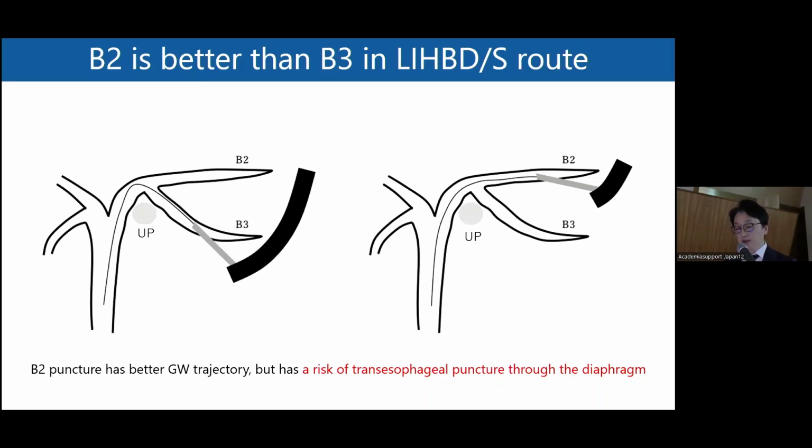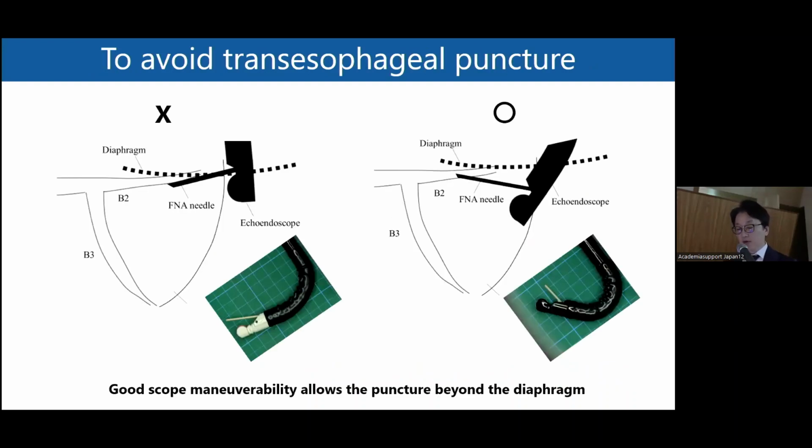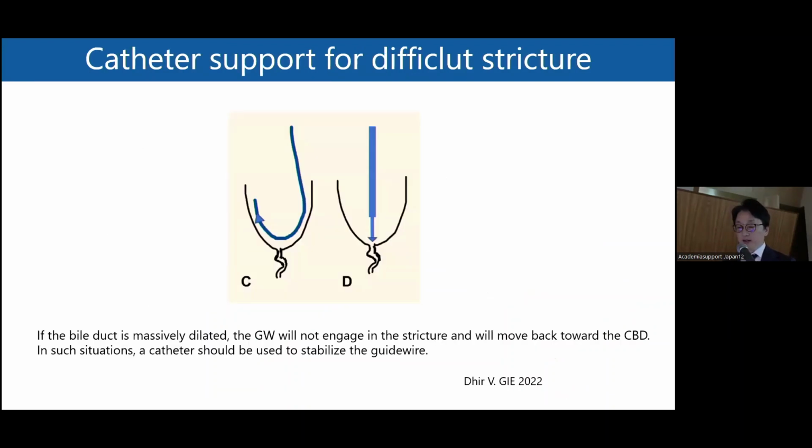In the gastric route, B2 is better than B3 because B2 puncture has a better guide wire trajectory, but has a risk of transesophageal puncture through the diaphragm. To avoid transesophageal puncture, scope maneuverability is very important. Good scope maneuverability allows puncture beyond the diaphragm using the 740. And catheter support for a difficult stricture is very important for guide wire pushability and stability.